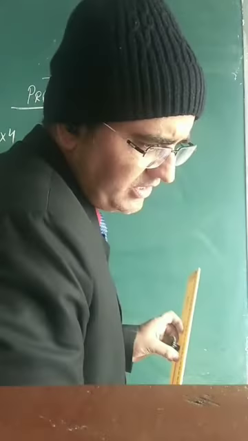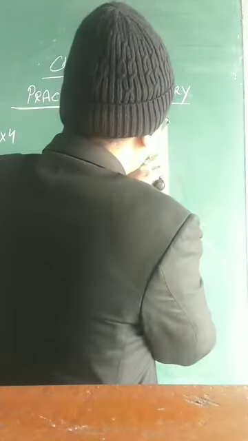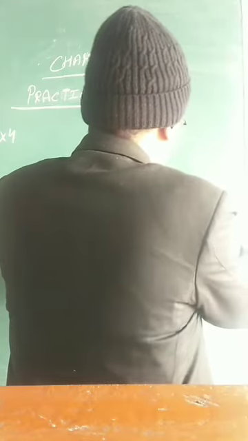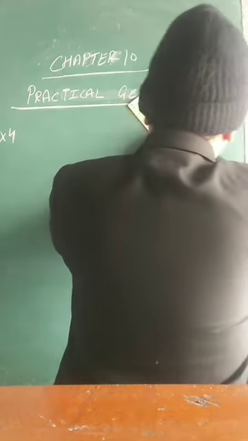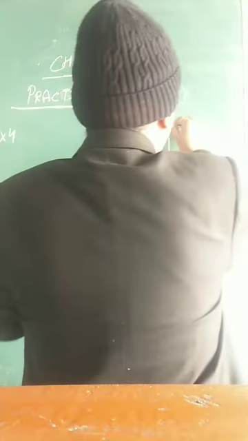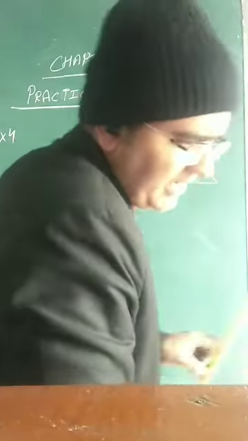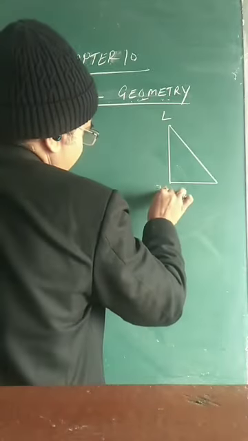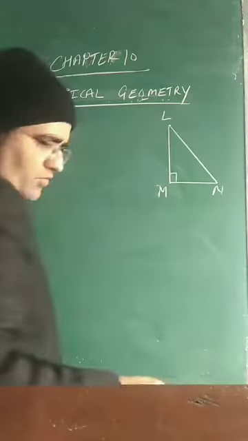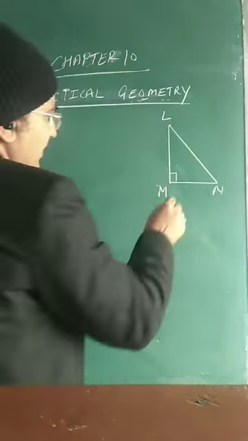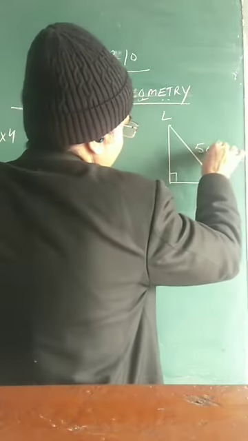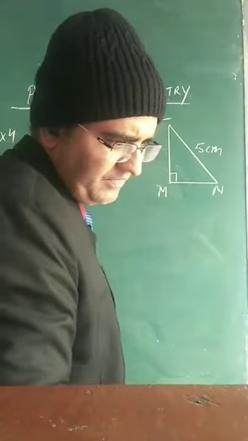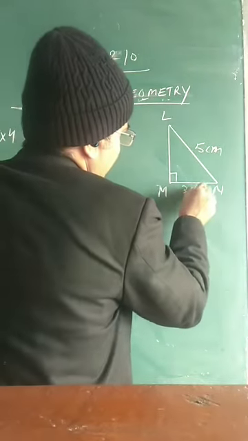They are saying that construct a triangle LMN. Okay, so we are drawing a rough sketch of a right angle triangle LMN. So this is the rough sketch of the triangle LMN. Before writing LMN, we should see which angle is a right angle. So here it is given right angle at N. So it is L, M, N, right angle at N. Now, what else have they given? They have given that LN is equal to 5 centimeter, and they have given MN is equal to 3 centimeter.